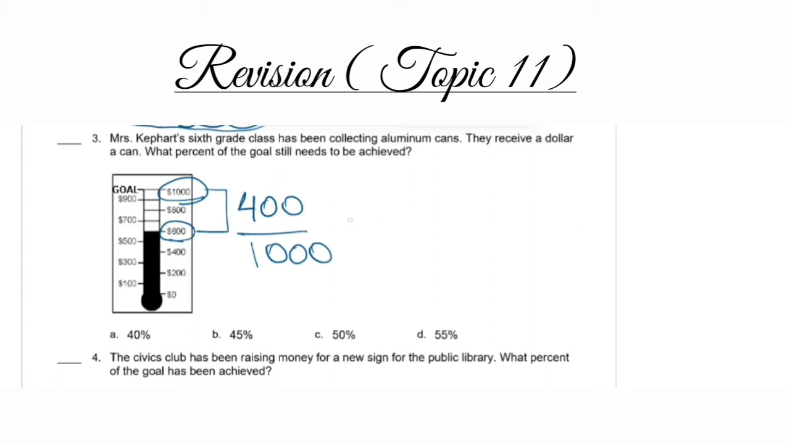Okay, to do this, we can remove one 0, so we have 40 over 100, which is 40%. So the answer is 40%. Let's move to question number 4.